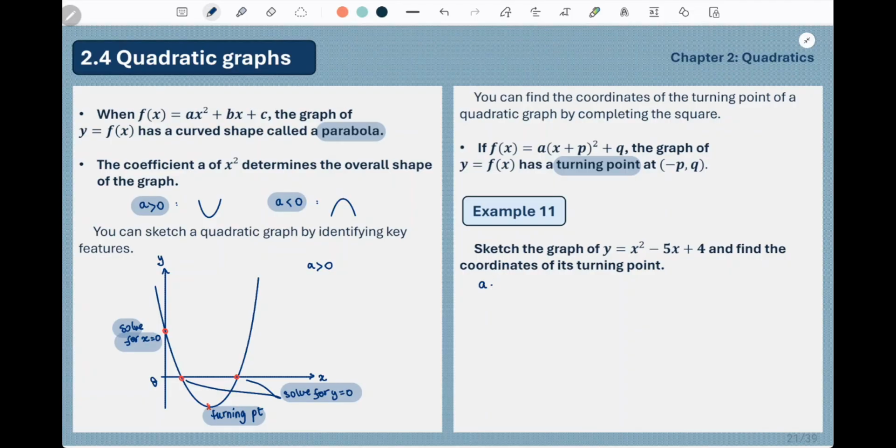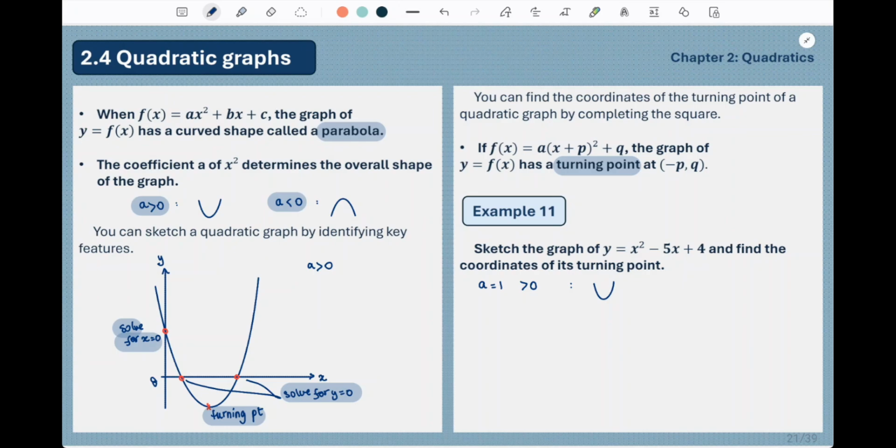So a is equal to 1 in this case, which is more than 0. So the parabola will look something like this, right? So now we know the overall shape it would look like. That's the first thing. The second thing is we need to find the points where the graph crosses the y-axis.